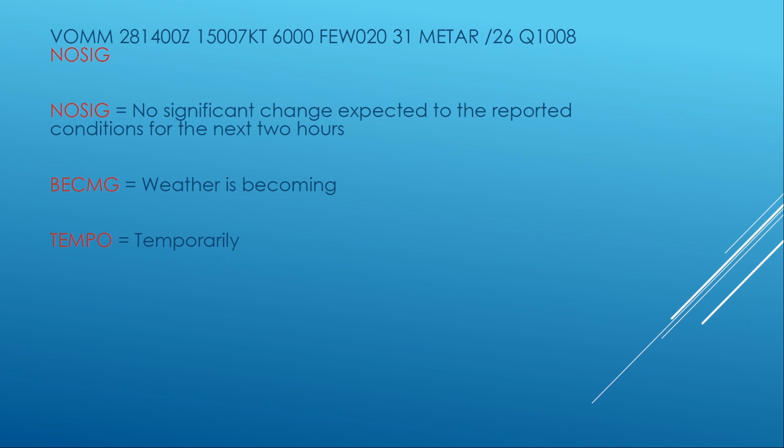In this example, we have got NOSIG, which means that no significant change of weather is expected for the next couple of hours. Sometimes we also have BECMG, becoming, or TEMPO. Whenever either of the two is given, then it will also be followed by a set of weather conditions that the weather is tending towards.